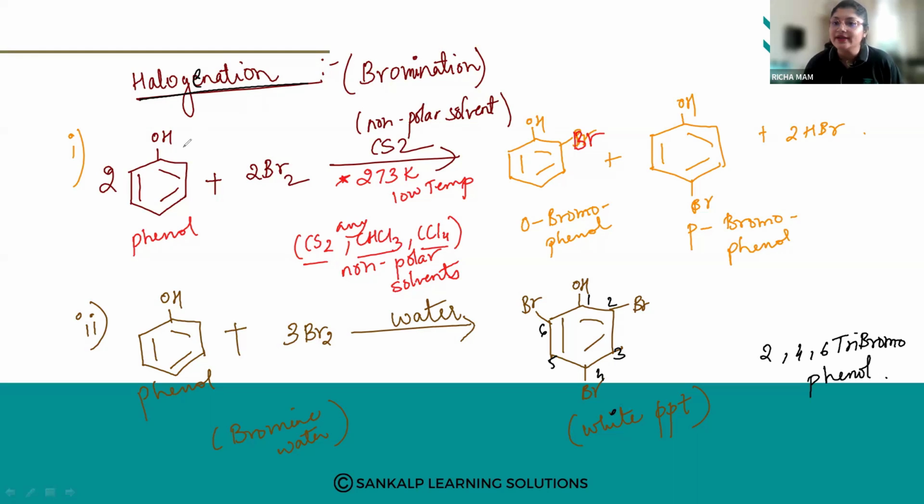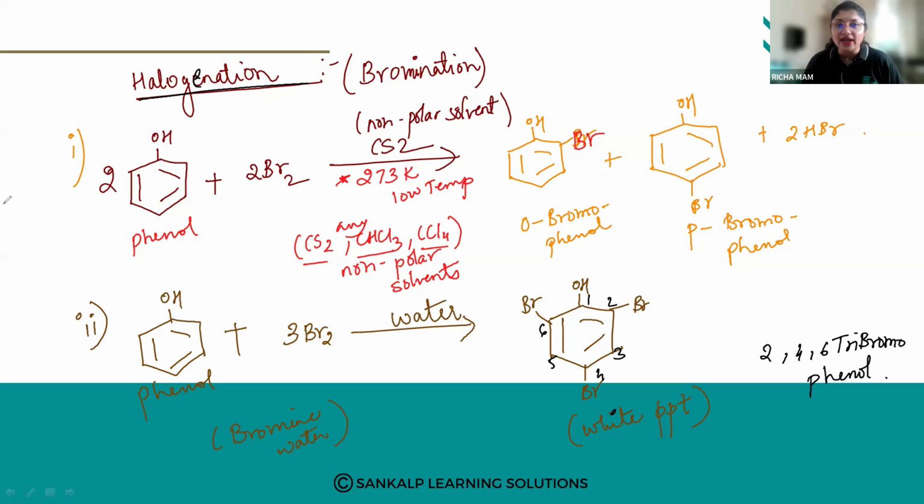In nitration, we have seen how phenol reacts with dilute HNO3 and produces ortho and para substituted nitrophenols, and how phenol reacts with concentrated HNO3 and H2SO4 and produces 2,4,6 trinitrophenol, which is called picric acid. Very important reactions.